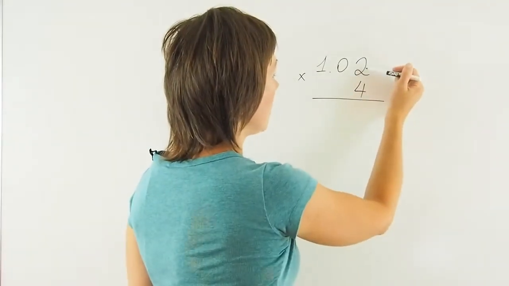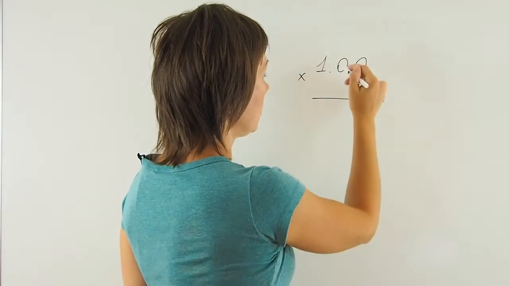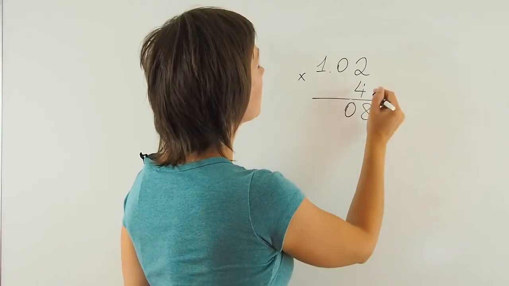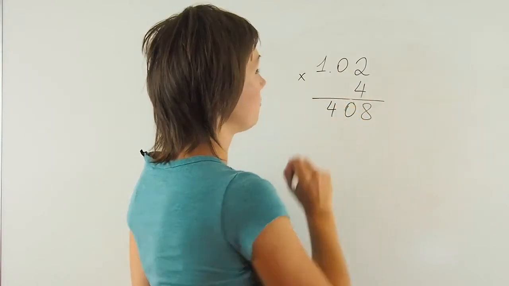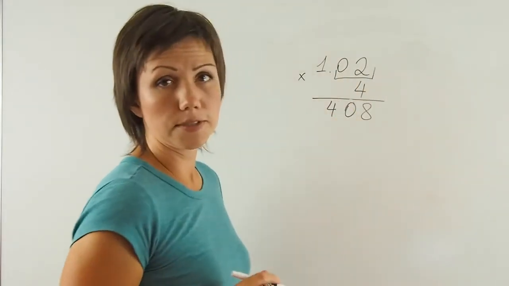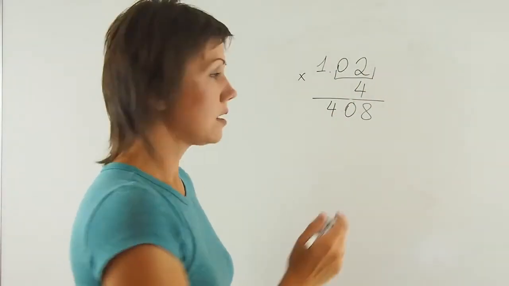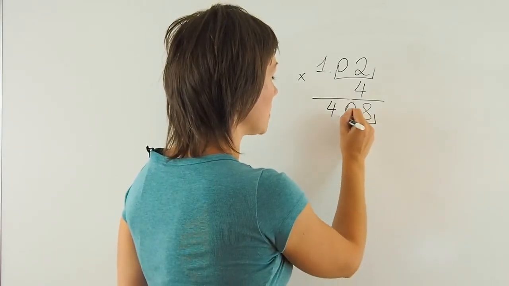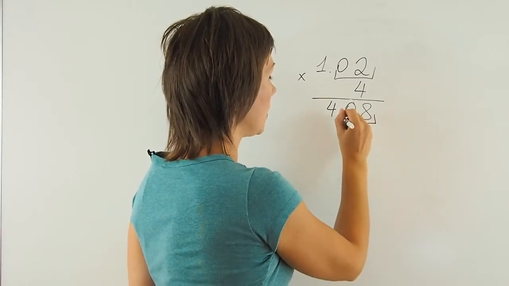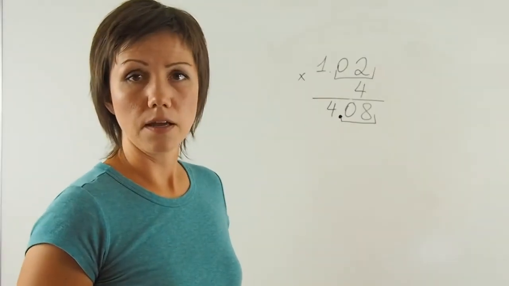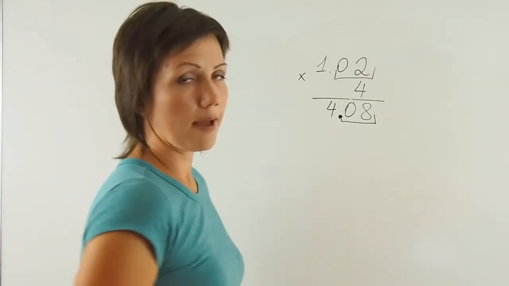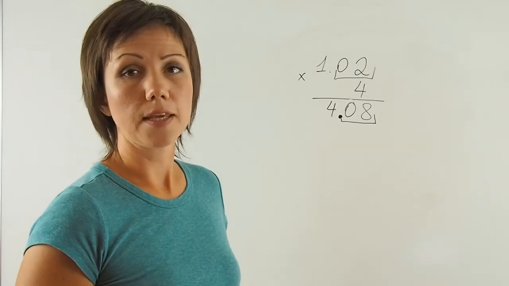So 4 times 2 is 8. 4 times 0 is 0. 4 times 1 is 4. And then see how I have 2 numbers after the decimal points? I have hundredths. So I need to go the same number of places, 1, 2, and my point will go right there. 4.08, or 4 and 8 hundredths, is the product.